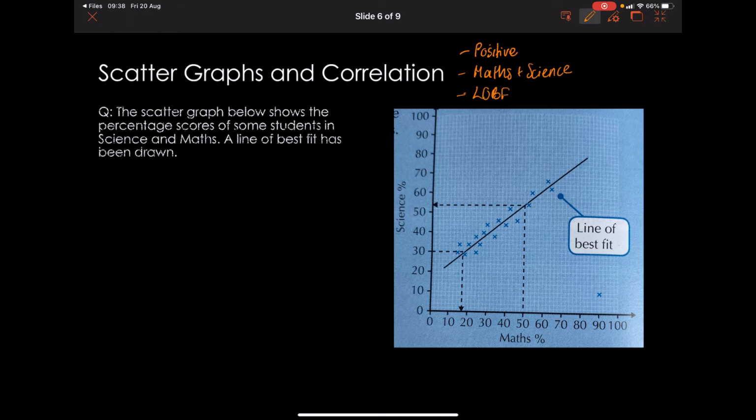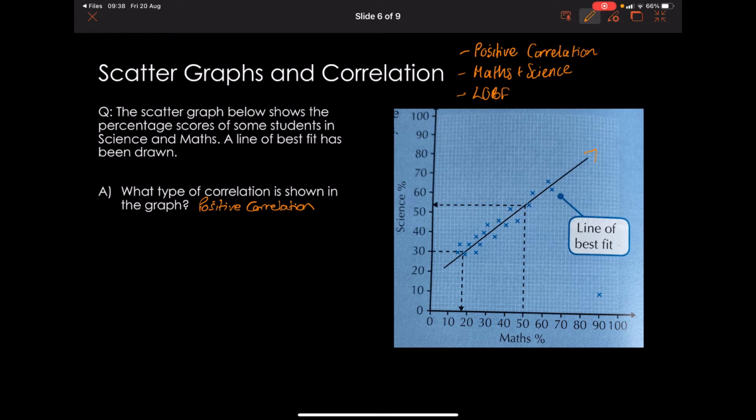Okay, questions then. The scatter graph below shows the percentage scores of some students in science and maths. A line of best fit has been drawn. What type of correlation is shown in the graph? Okay, well, I've already gone through some of this because I wanted to pick out the information. So we already know that it's a positive correlation. We know it's positive because it's going up like this. And what it means is that as your scores go up here, the scores also go up here. Okay?